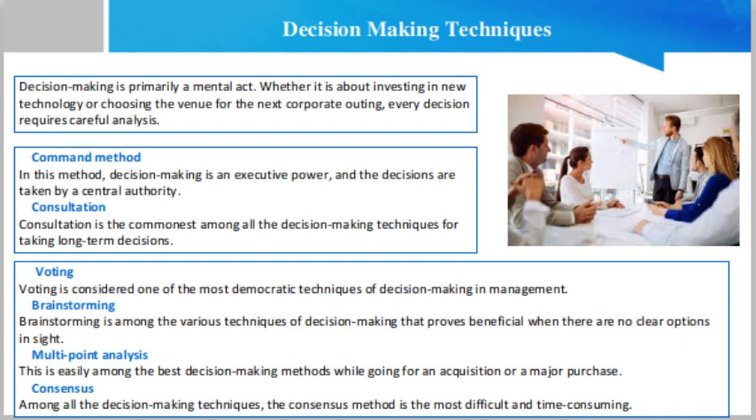Command method. In this method, decision making is an executive power and the decisions are taken by a central authority. This is the authoritative or dictatorial method, as it doesn't necessarily involve the opinion of other stakeholders. One of the major drawbacks of this method is that it ignores alternate options or opinions.